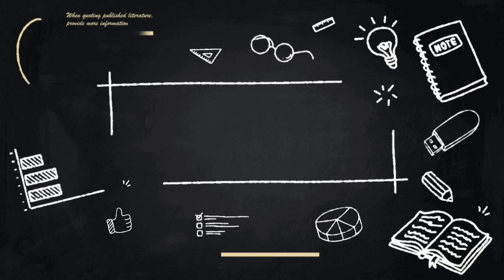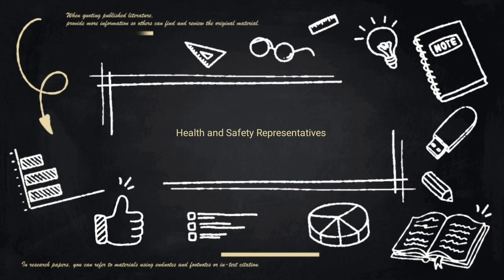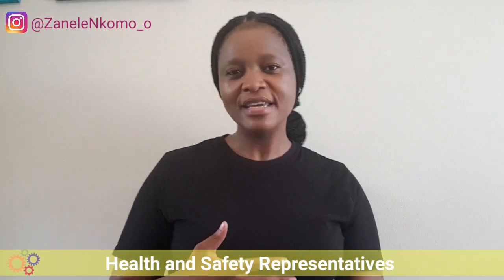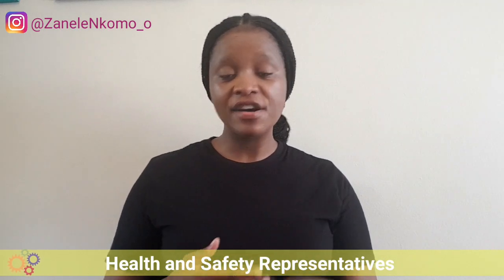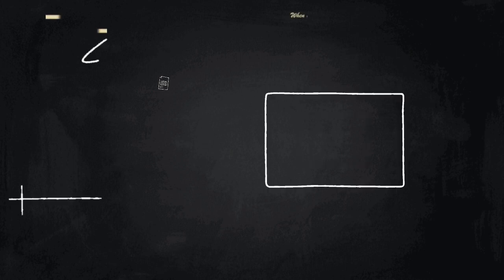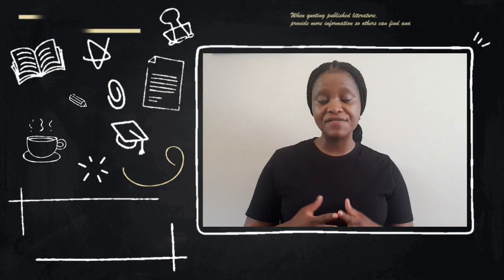So today I'm going to speak about the responsibilities of safety, health, and environmental representatives. Some organizations refer to them as SHE-reps, others as safety reps. In the Occupational Health and Safety Act, they are referred to as health and safety representatives. Section 17 stipulates how many health and safety representatives are required.